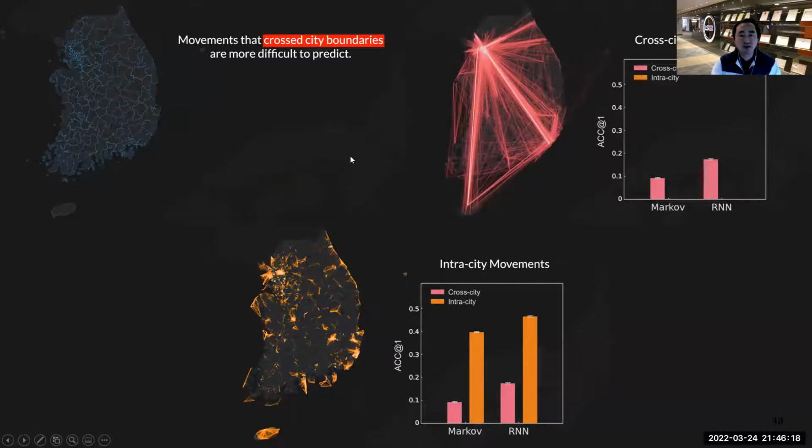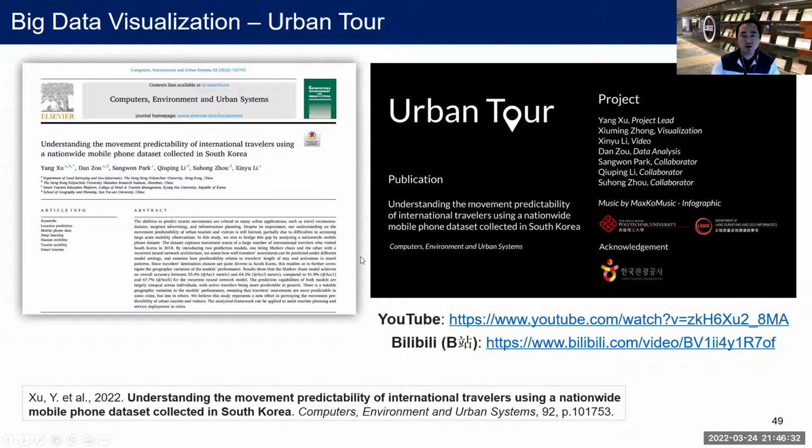We also investigate, if you want to guess when someone moves from one city to another city, to what extent we can correctly guess that. So we have distinct analyses for both intra-city and intercity movements. If you're interested in that, the paper was published freshly this year in CEUS. And we also have very nice data visualizations featuring the story, which can be accessed on YouTube or Bilibili.